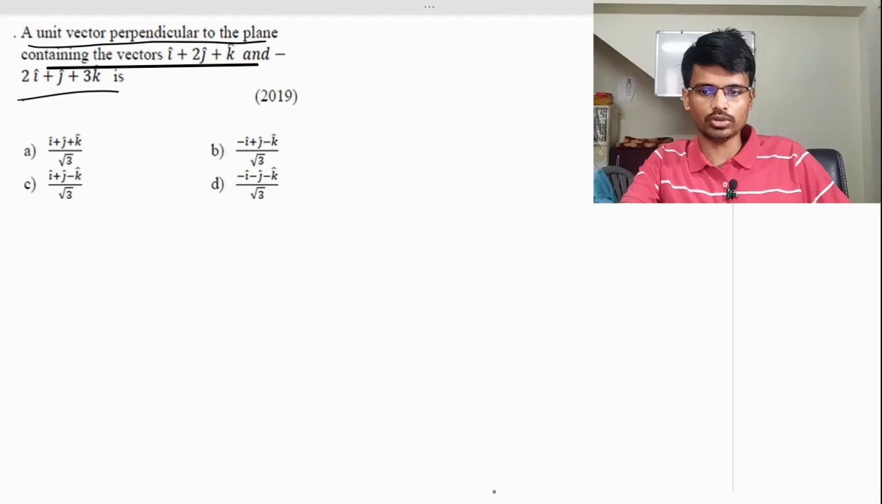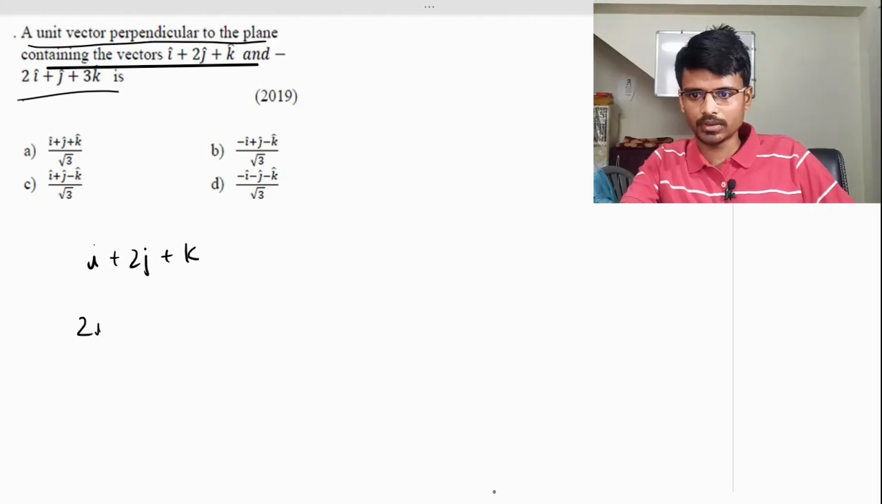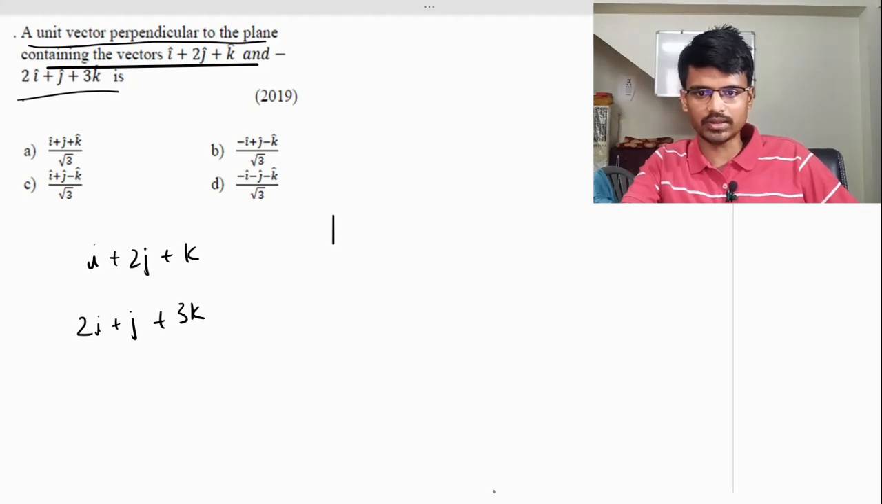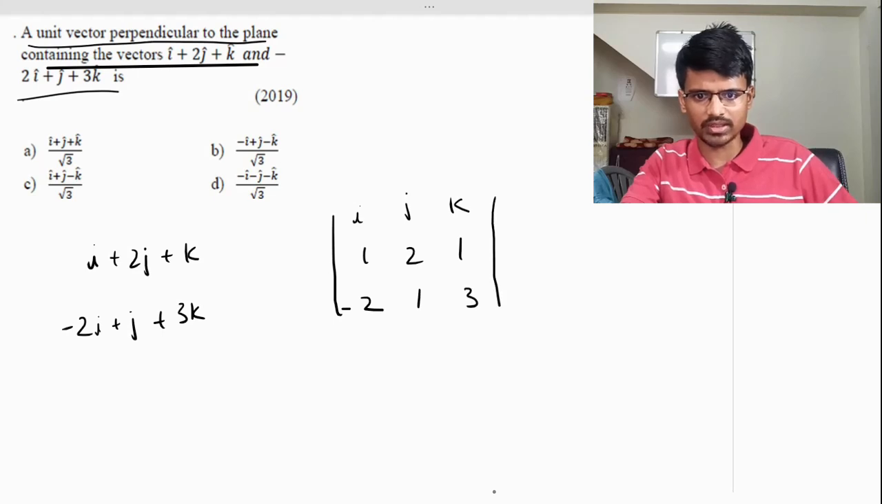Okay, let me just write down both the vectors. I plus 2j cap plus k cap, 2i plus j plus 3k cap. So I just need to take the cross product. i, j, k. So 1, 2, 1. So this is minus 2, sorry. Minus 2, 1, 3. So I have to find the determinant.